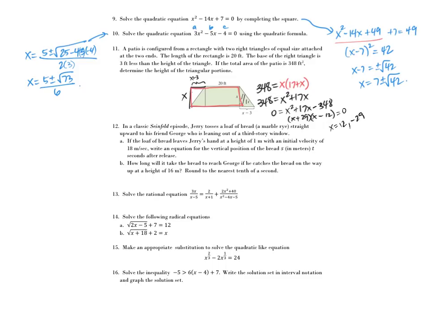So negative 29 obviously is an answer we're going to throw out because it doesn't make sense for a positive width of a patio to be negative 29. So we're going to let x equal 12. And that's the height of the triangular portion. So that's it. x equals 12. Next one.